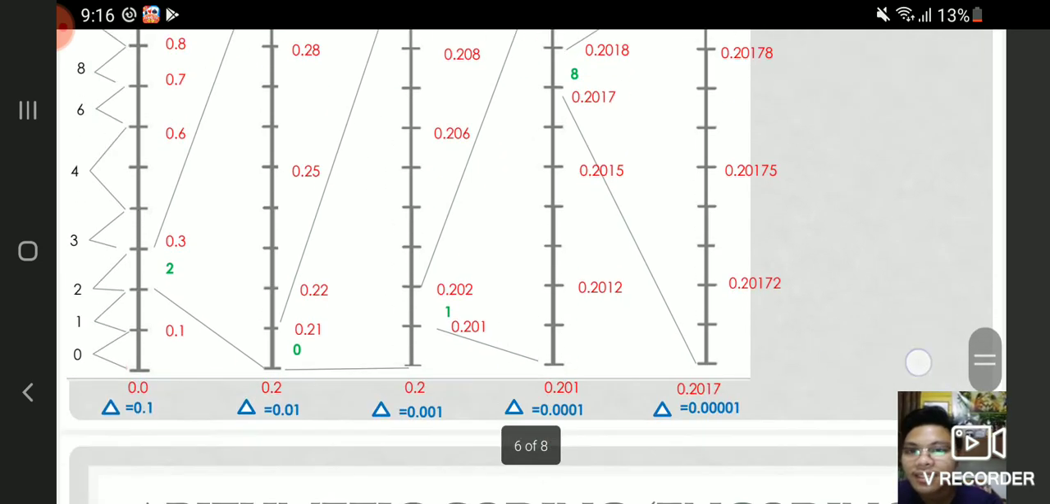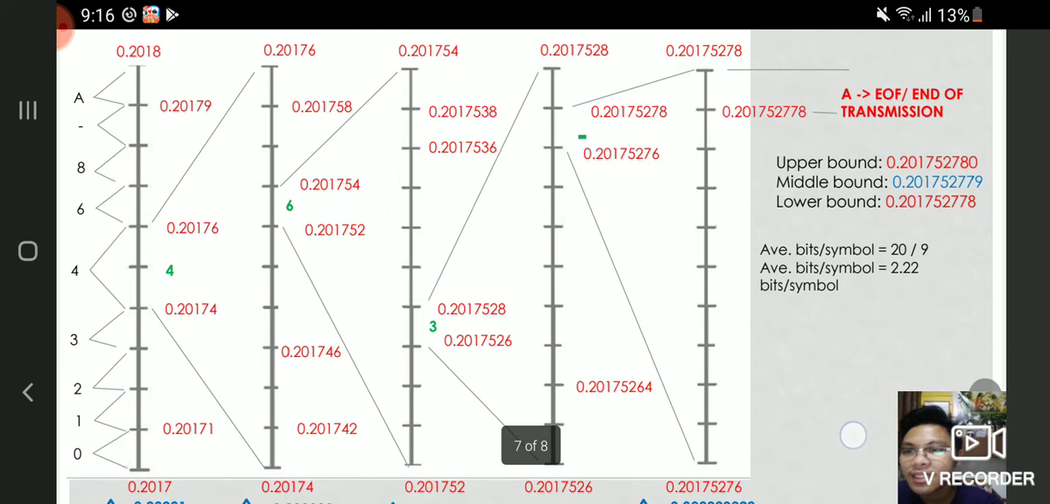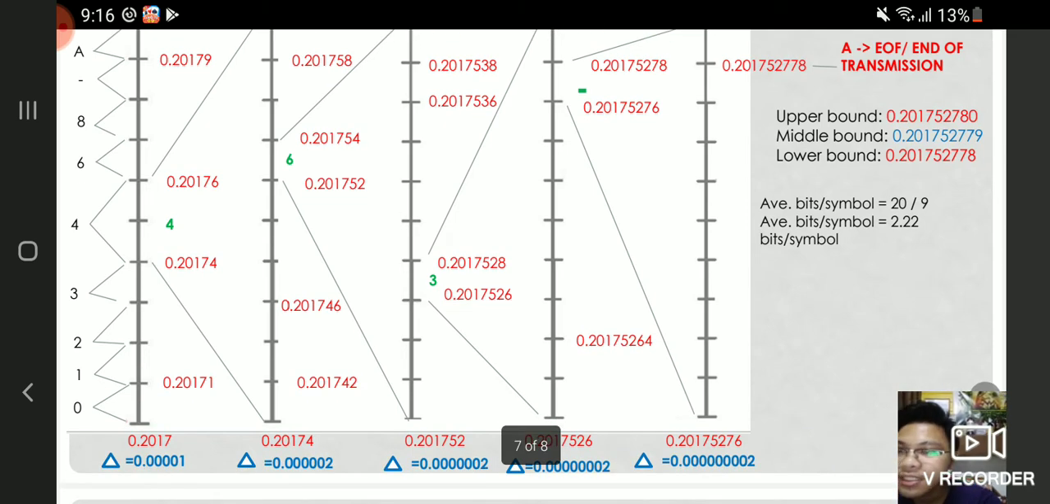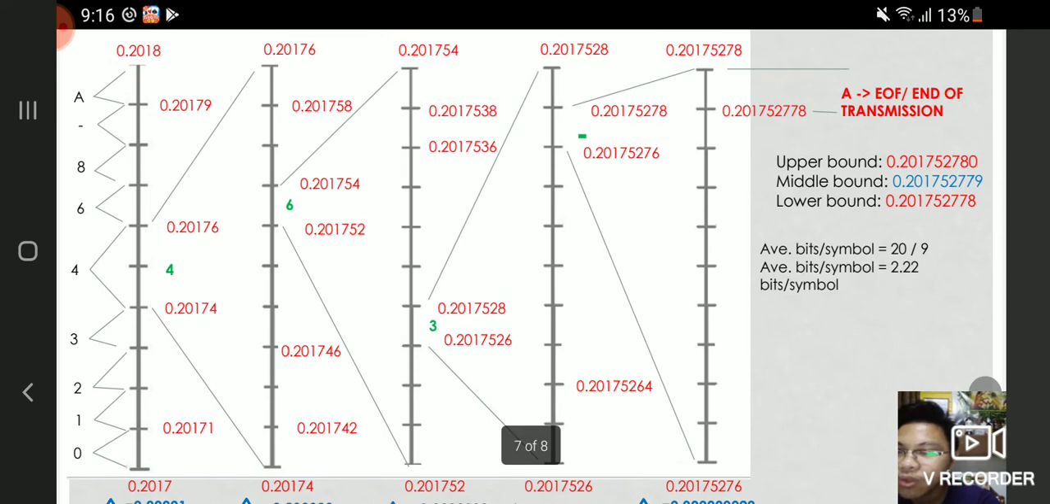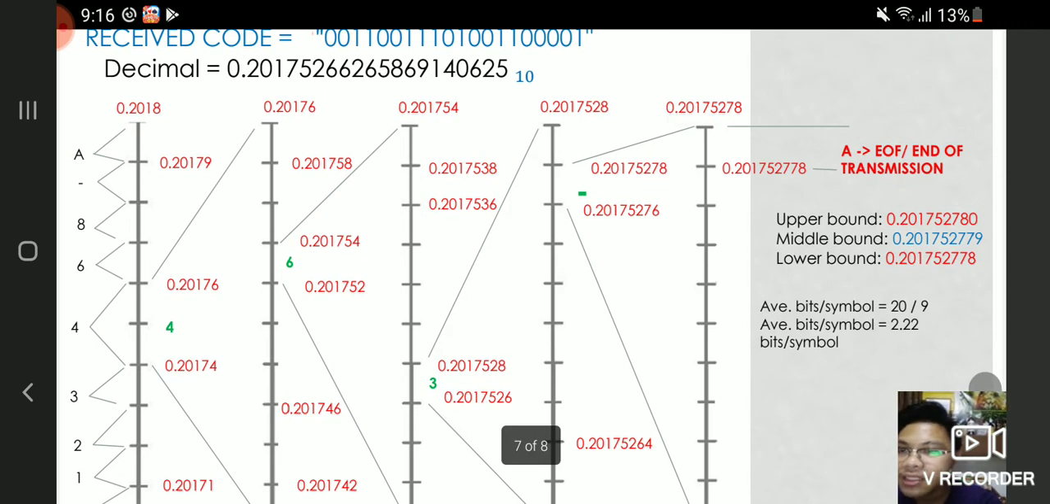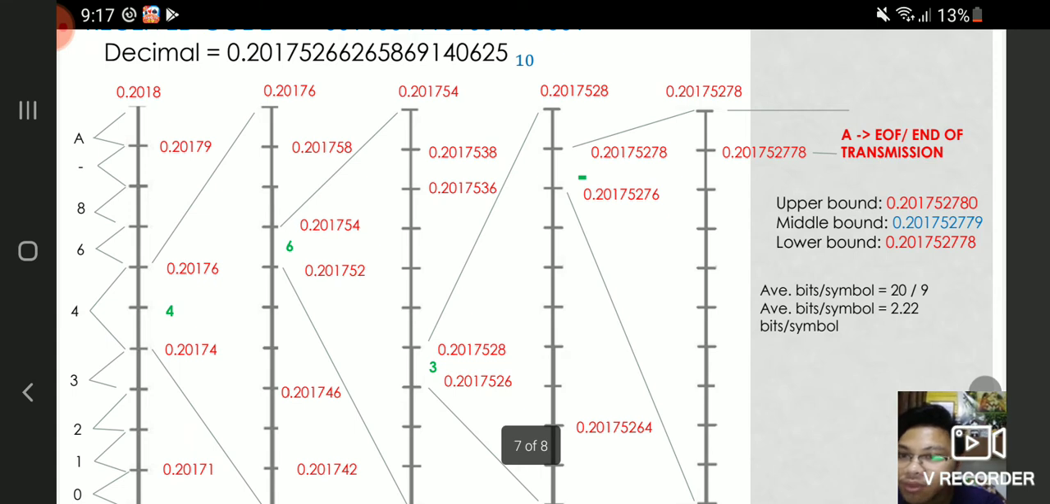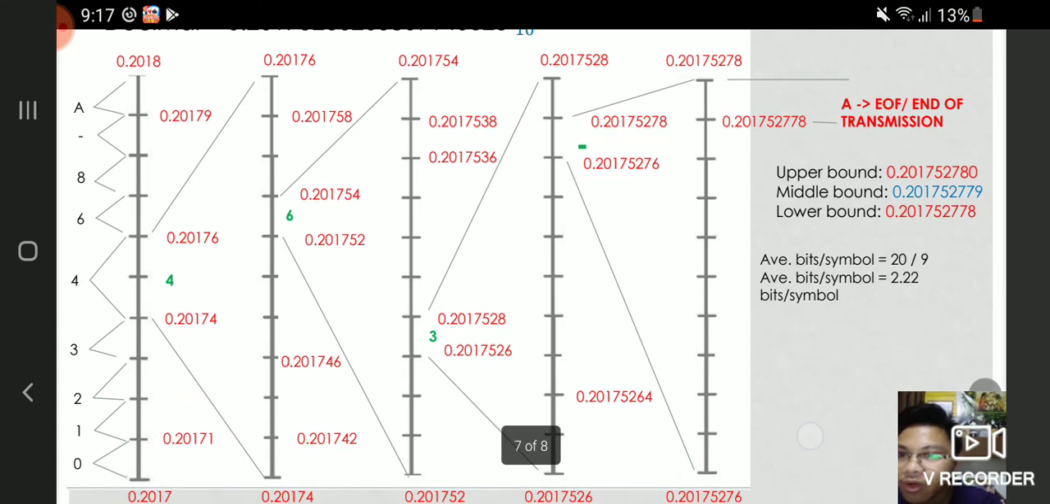Expanding it again, locate again the decimal value here. The decimal value here is in the range of 0.2176 and 0.20174. Since we located it, the code word here is 4. Then expanding it, locate again the decimal value, and it is located between the range of 0.21754 and 0.21752. Then the code word here is 6.